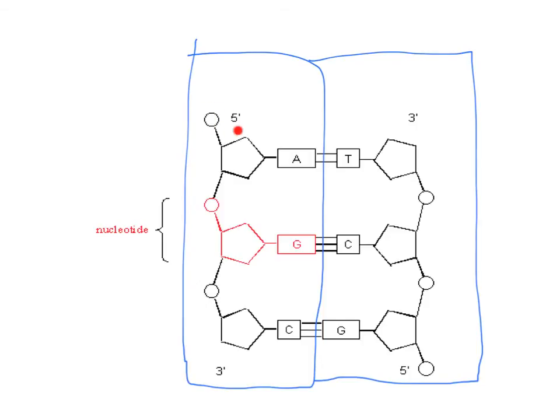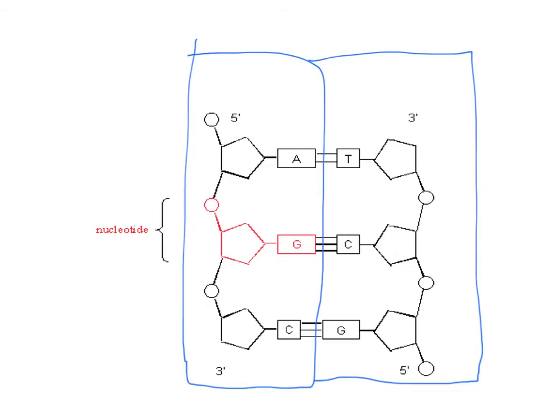So this is phosphate, this is sugar, there's the base, this is the backbone. You notice that the backbone doesn't change on either side. The backbone is the backbone. A's are bonded with T's and G's with C's. 3 hydrogen bonds for G and C and 2 for A and T.